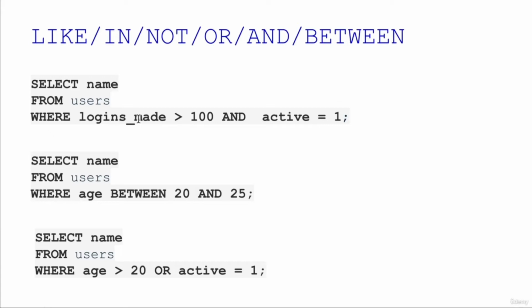And also if you want to check two conditions, you can use AND. If you have a column logins made, check all the logins where logins made is greater than 100, and the user is an active user. And we can use BETWEEN if we want to filter all the users with age between 20 to 25. And if you want to filter all the users with age greater than 20, or any one of the conditions, if it's matched, we just want to query the list of those users.